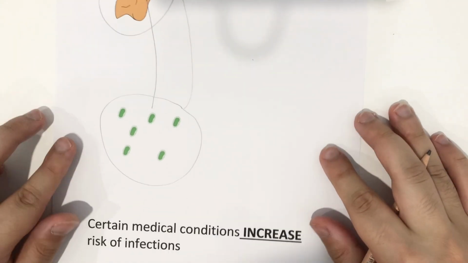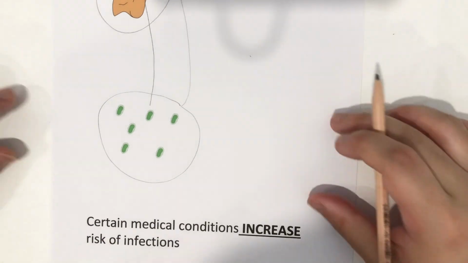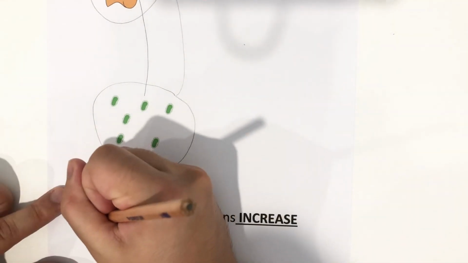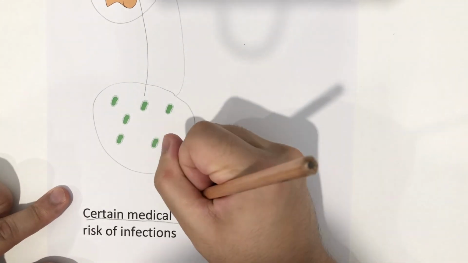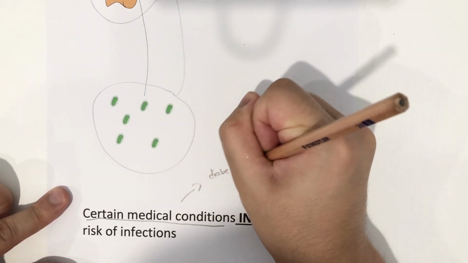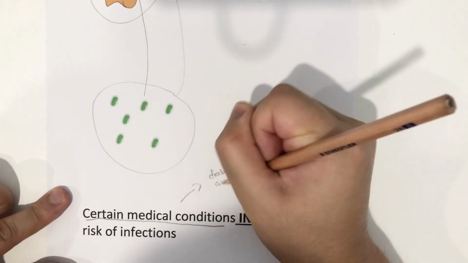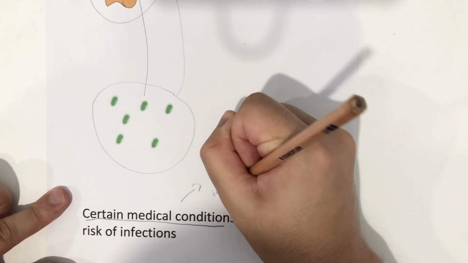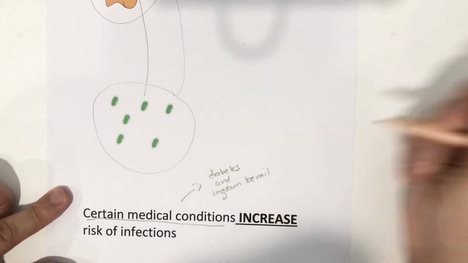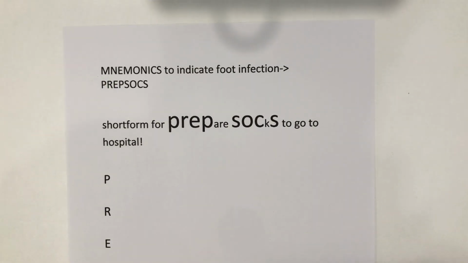Now, certain medical conditions increase the risk of infections. Okay, what kind of medical conditions? Diabetes and ingrown toenails, along with many others.